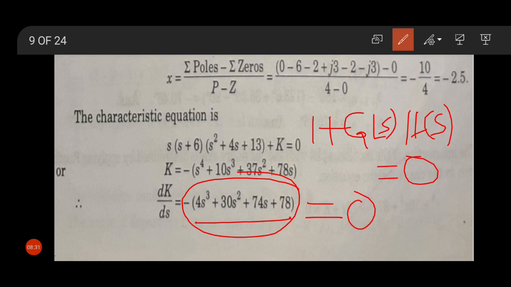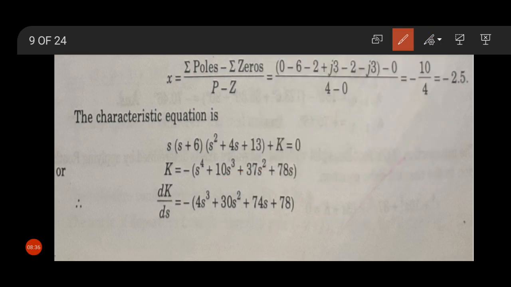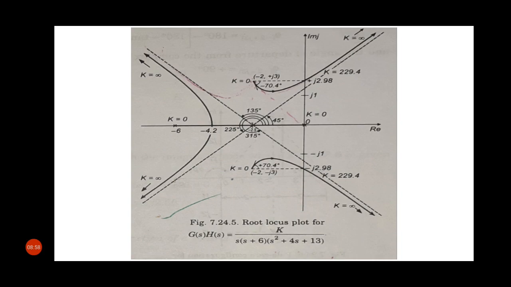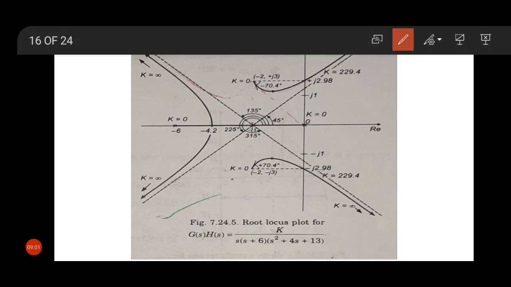So the value of s by calculator. By calculator we calculate the value of s equal to -4.2. So at -4.2 it satisfies the condition. Now we put this -4.2 in our graph. Mark this -4.2 in our graph. So see, this is our -4.2. Okay, clear? This is our breakaway point.